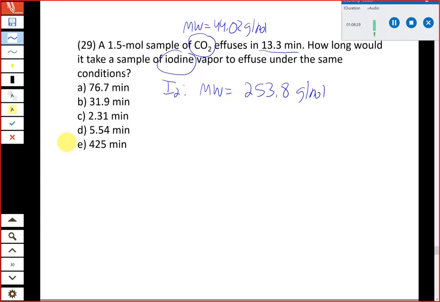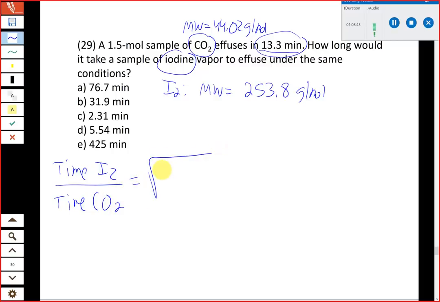And so that means when we set up the equation in terms of time, it's going to be directly related to the molar mass. The time for I2 divided by the time for CO2 should be the square root of the ratio of their molar masses, directly related. So molar mass of I2 divided by molar mass of CO2.